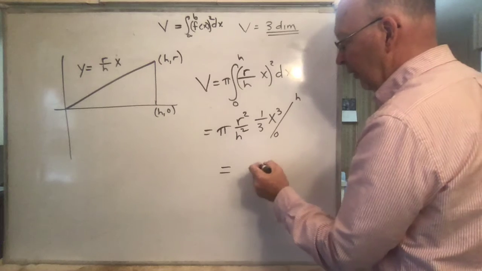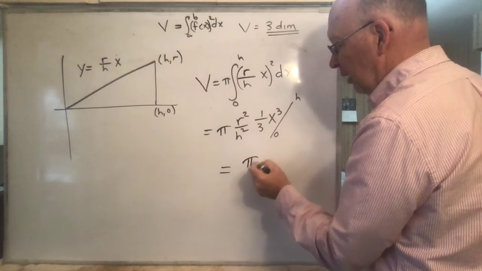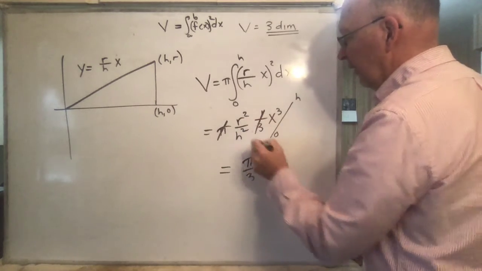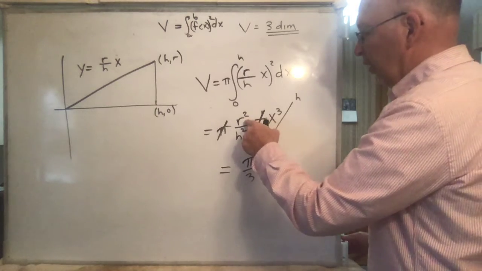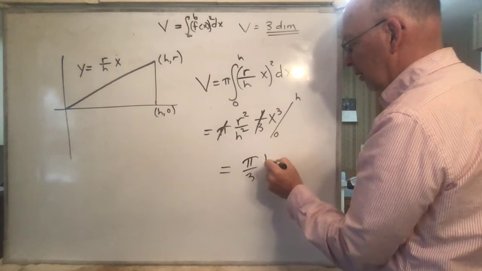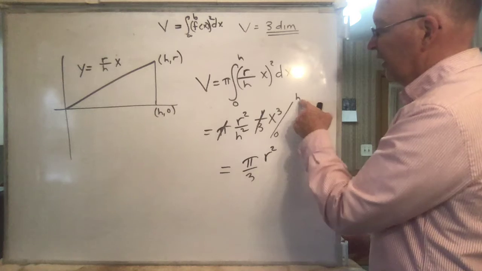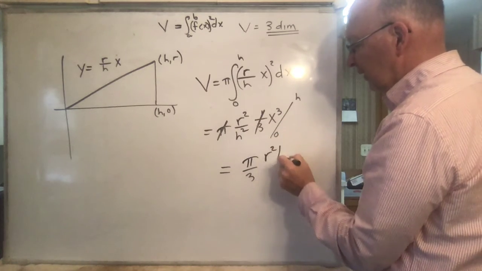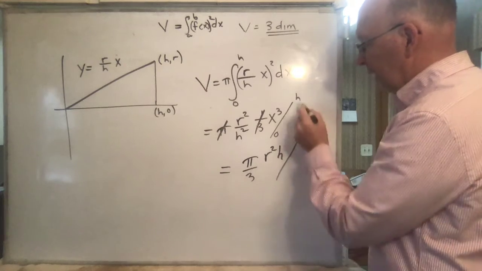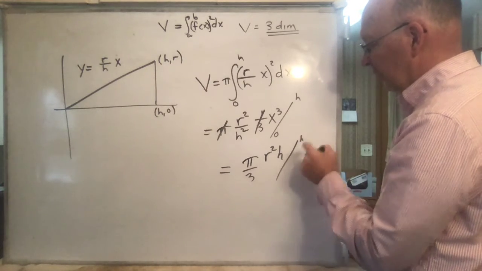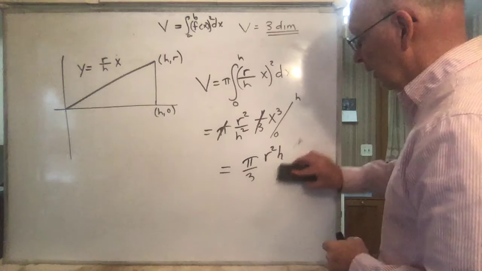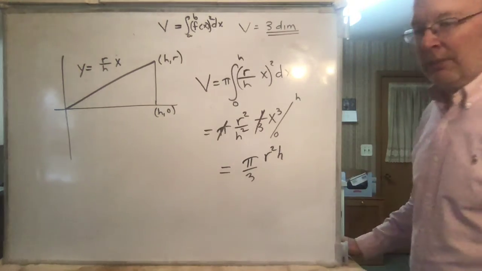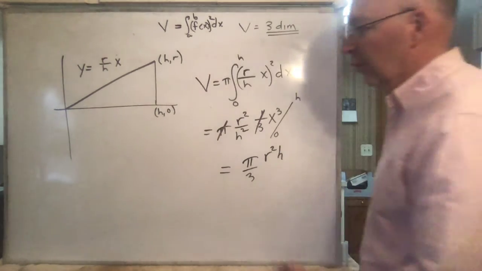And what do we end up with? We're going to end up with pi over 3. Takes care of that. I'm going to get r squared. Here, when I stick in an h, I'm going to get h cubed, but it's divided by h squared. It's just going to be h right there. And that's what happens when I stick in an h. If I stick in a 0, I get 0. So there's the answer right there. Okay? I'll leave one for you.